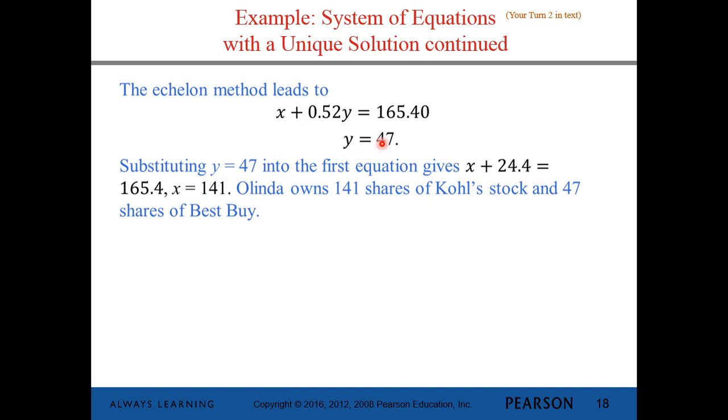Okay, now we've got it in triangular form, and all we have to do is use the answer for this one and back substitute. So we're going to stick in 47 for y, solve for x, and we get x is equal to 141. So that means we just figured out how many shares of each stock Olinda owns. She has 141 shares of Kohl's stock and 47 shares of Best Buy stock.